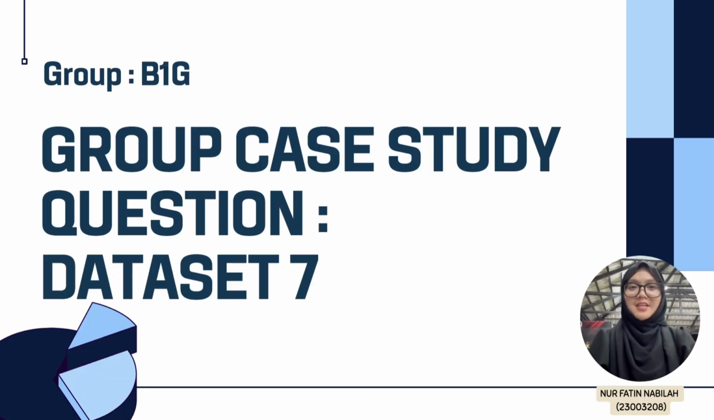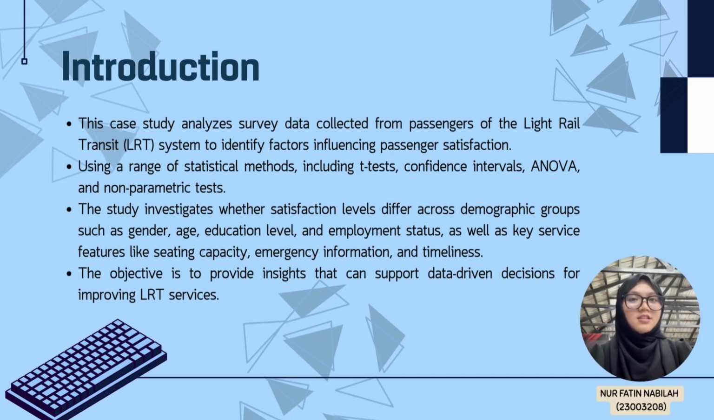Now we'll present the group case study, and our group used data set number 7. For this case study, we need to analyze the survey data collected from the passengers of the light rail transit (LRT) system to identify factors influencing passenger satisfaction.